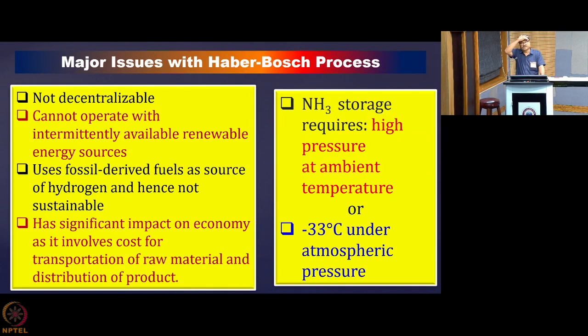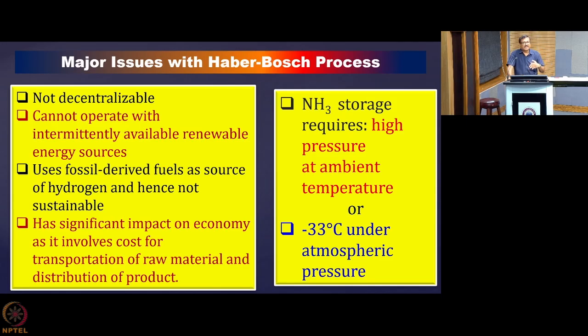So, in this scenario, the major issues we find are that the Haber-Bosch process is non-decentralizable, cannot operate with intermittently available renewable energy sources, and uses fossil fuel derived sources of hydrogen, hence it is not sustainable because it is using fossil fuel. Then it has a significant impact on the economy as it involves cost for transportation.